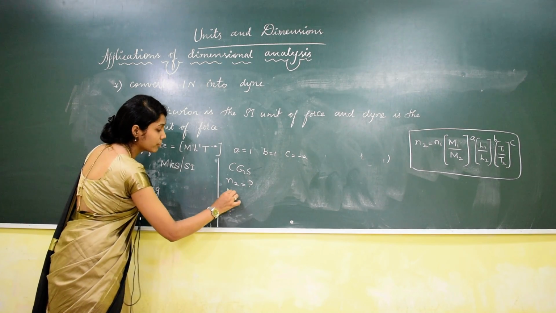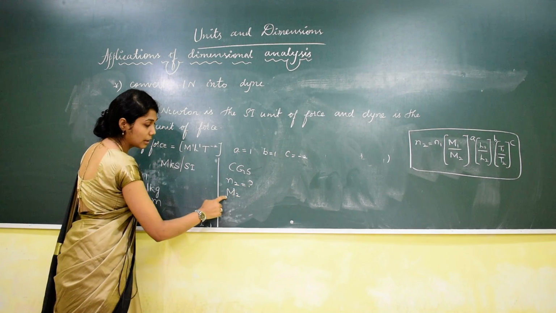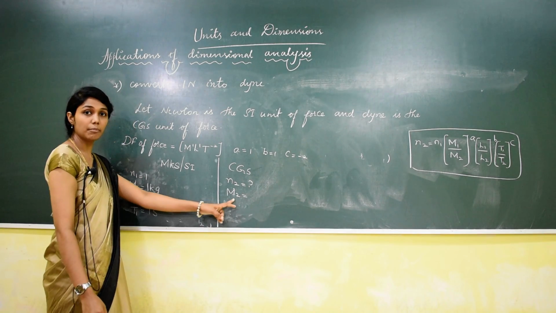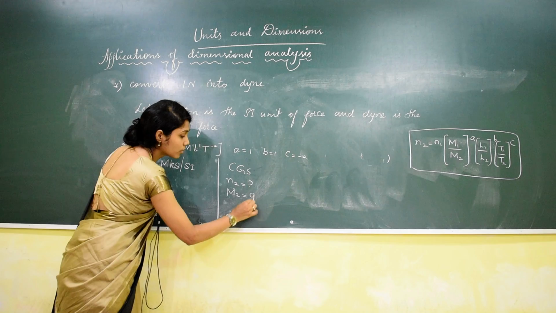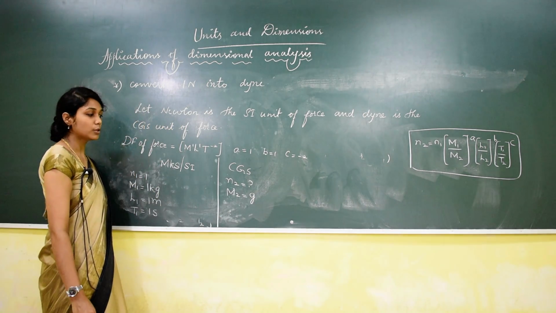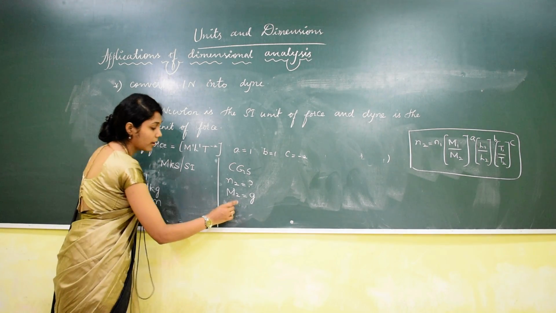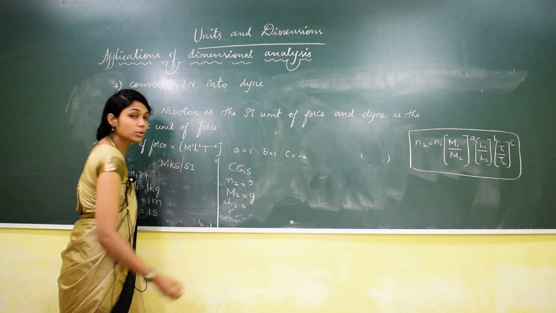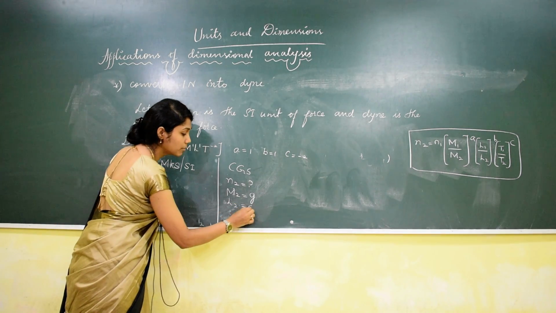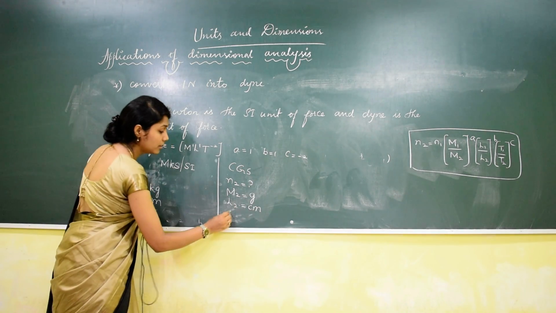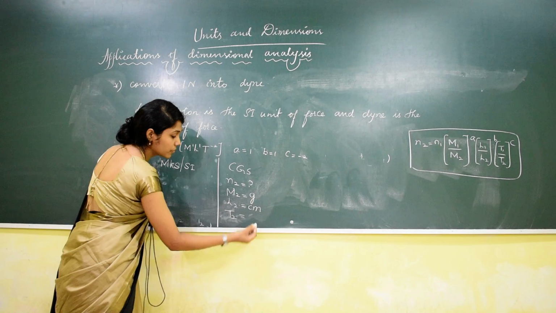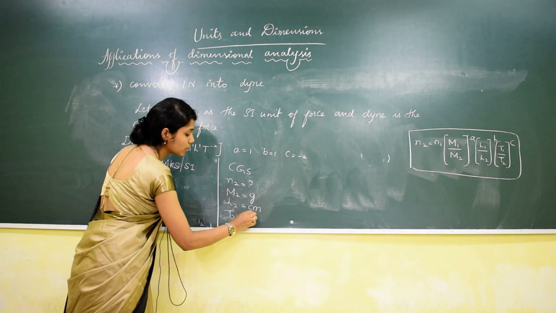Then what is the value of M2? M2 mass can be measured in terms of gram in CGS unit, so I have to represent it with a small g here. And L2 will be the length here, which can be measured in terms of centimeter in CGS unit, right? And then time T2, which can be measured in terms of second.